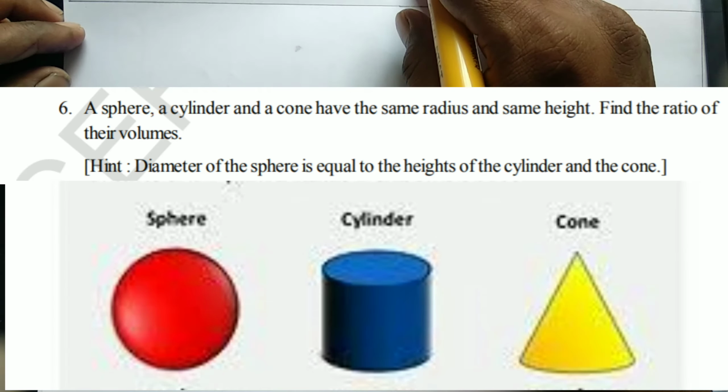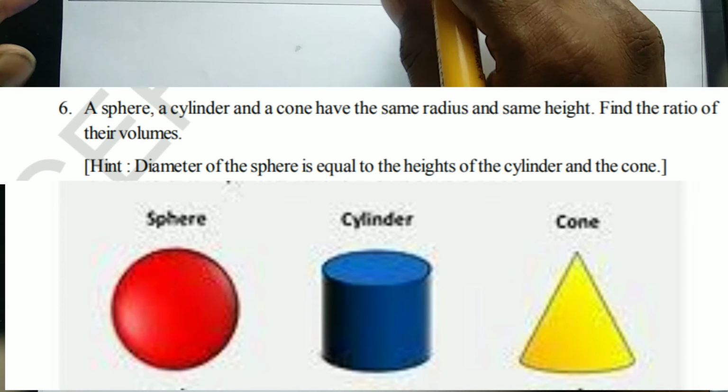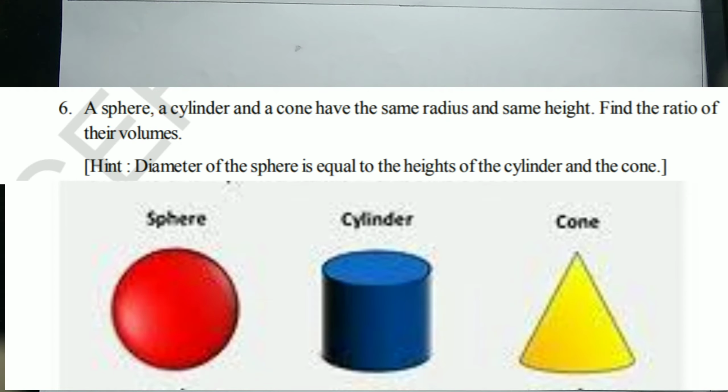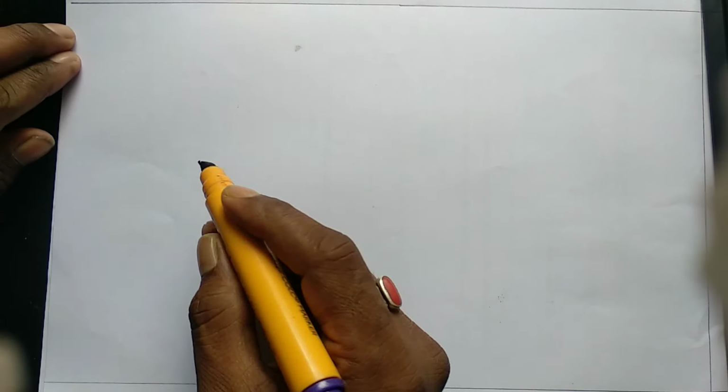Students, in this video we are discussing an important problem from mensuration. If a sphere, a cone and a cylinder have the same radius and the same height, then find the ratio of their volumes. We have to find the ratio of volumes of sphere, cylinder and cone of the same radii and same height.